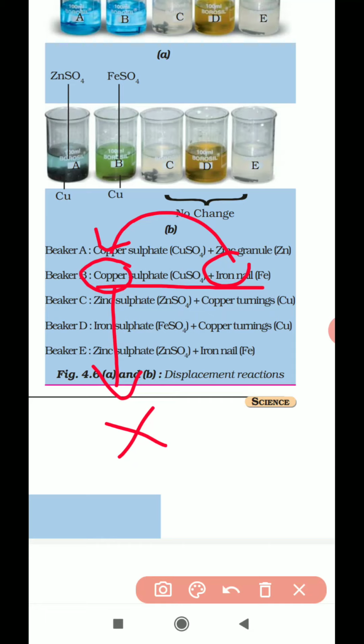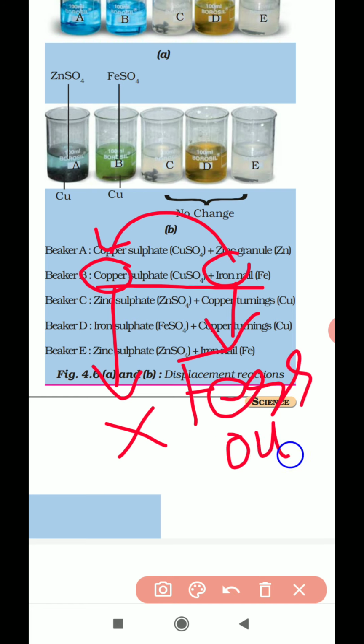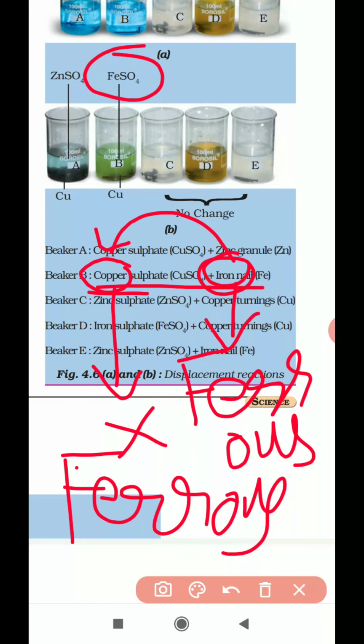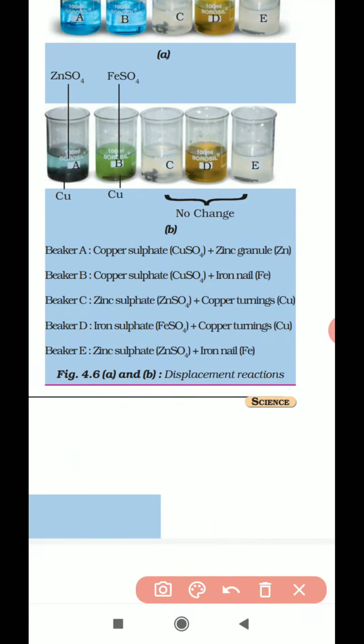Iron sulfate. Remember students, iron is also called ferrous. So when iron is displaced in this reaction and the copper is removed, we'll be getting what? We'll be getting ferrous sulfate. Iron means ferrous, right? That is what is given here. FeSO4 means ferrous sulfate.